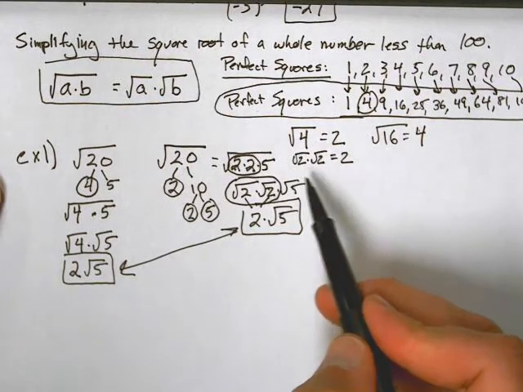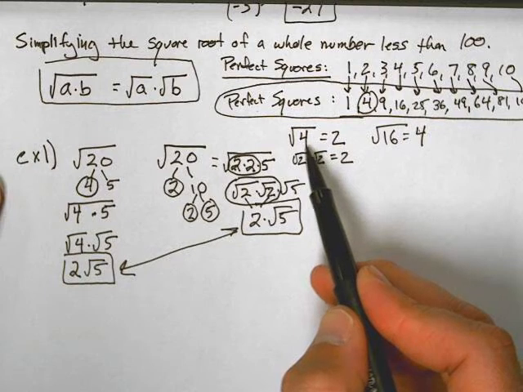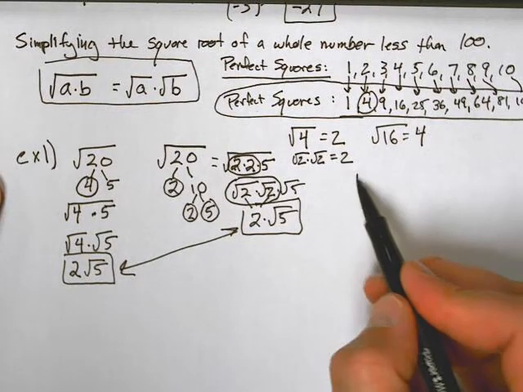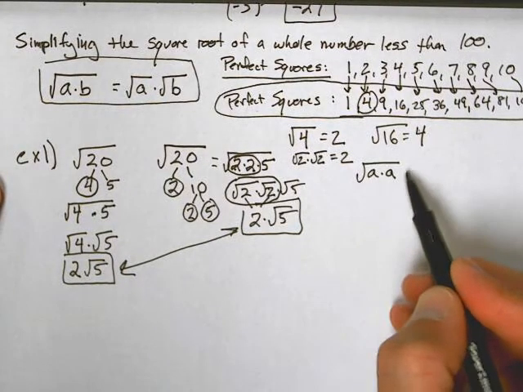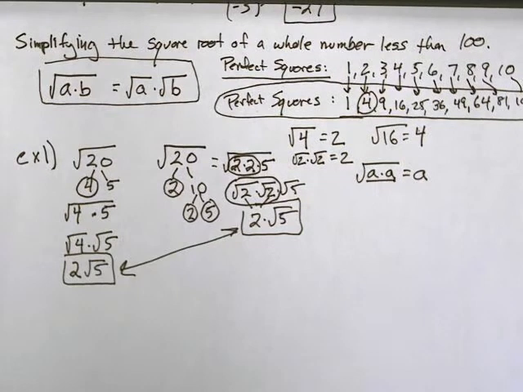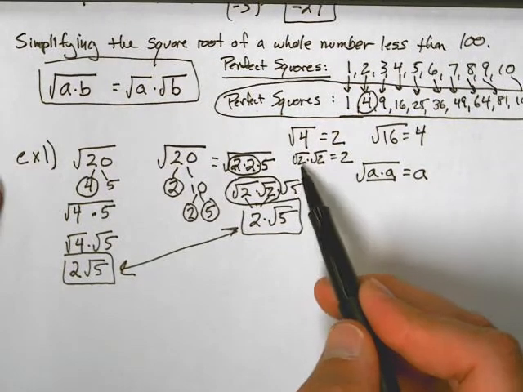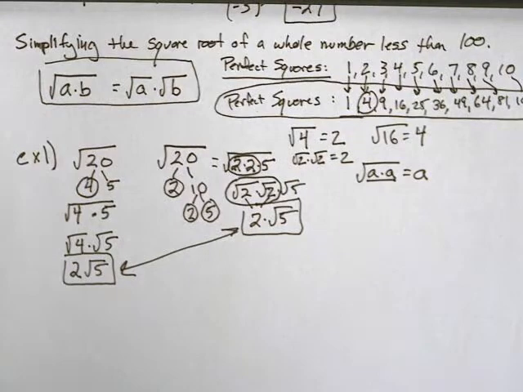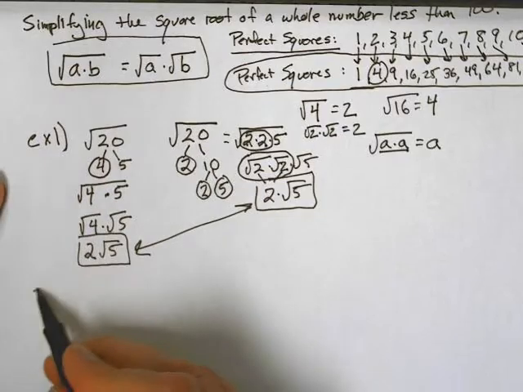Anytime you notice you have the same numbers inside, like, let's say if I had the square root of a times the square root of a, if you have repeated factors inside, that's just going to give you that factor on the outside of the square root. Square root of a times a is just a. Just like the square root of 2 times 2 is just 2. Let's look at another example.